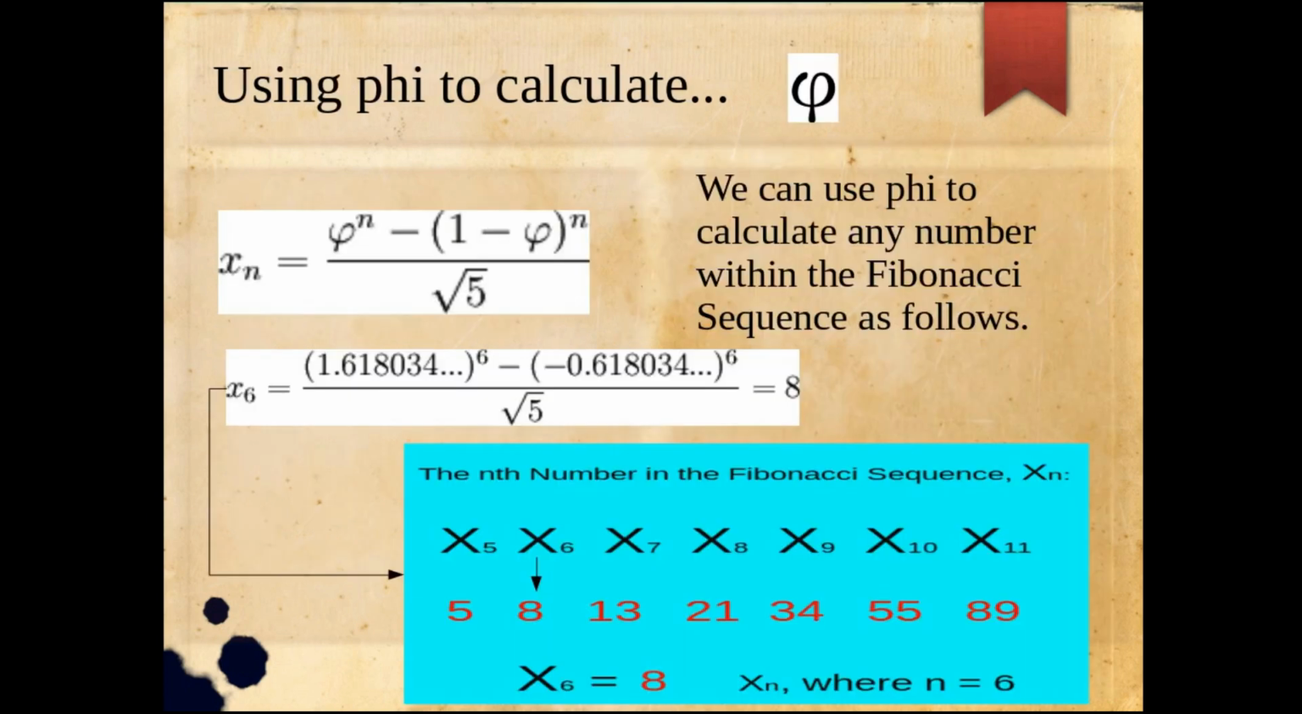But also you can use this constant, this phi, to calculate any number in the series. So say you want to know x of n, we can use phi to calculate this number. So say we have x of n where n equals 6. That's going to give the sixth number in the Fibonacci sequence, which is 8. But if you plug phi into this equation, it actually gives you 8. So that's another interesting twist.